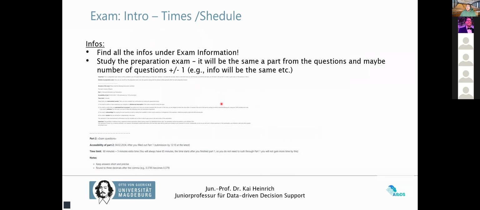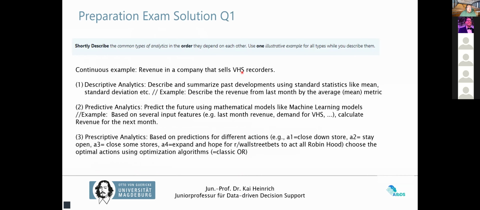And I will have a Q&A because some students sent me something, so we could discuss questions about the actual process of the exam afterwards. But now I want to go quickly through the preparation exam solution. All right, let's do it. So the first one is easy because it's what I call a knowledge question. You just have to do a knowledge test.